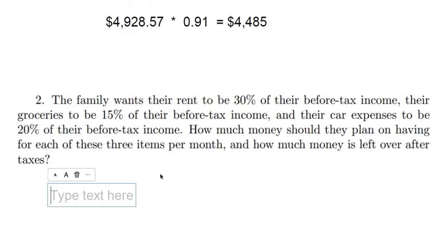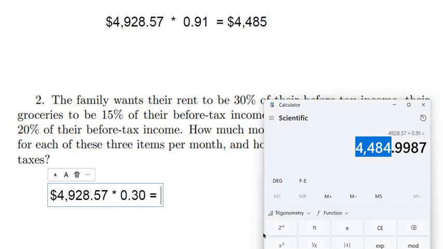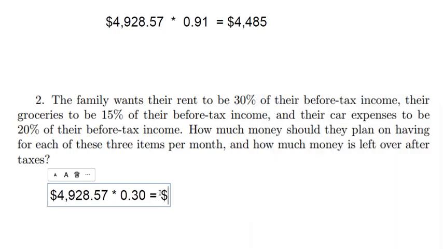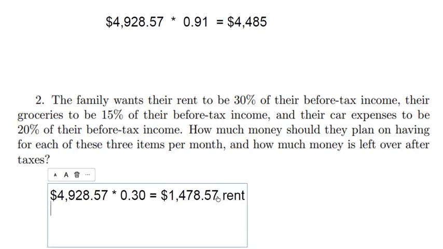So if we made $4,928.57 per month, and 30% of it's supposed to be rent, you can multiply by 0.3. So you want $1,478.57 to be the maximum amount of your rent in that case. Okay. And then what was the next one? 15% to be groceries. So same thing, take your before tax income times 0.15.